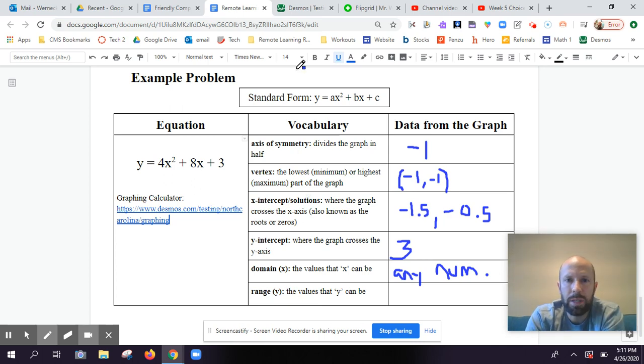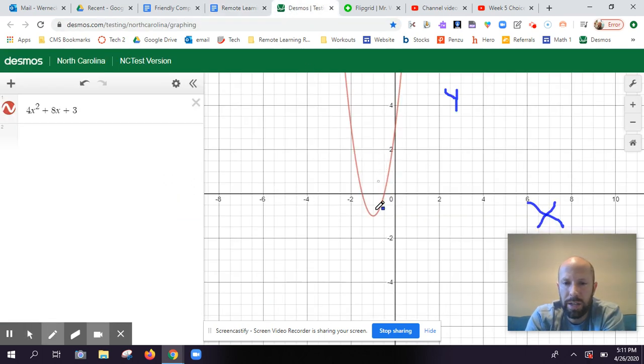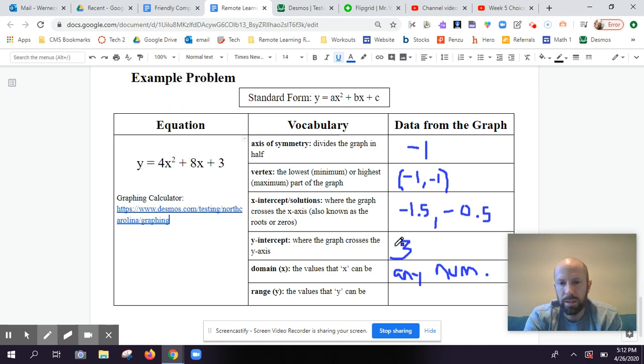And then the last thing here, the range, is the y. That's what the y can be. So as we look, here again is the bottom. Nothing is going below this bottom. So the lowest number that it can be, as we talked about, is -1, and it goes anything up. So -1 and bigger. So as we're going to write this, the y is going to be equal to or greater than -1. So it can be -1 or any number greater than that.